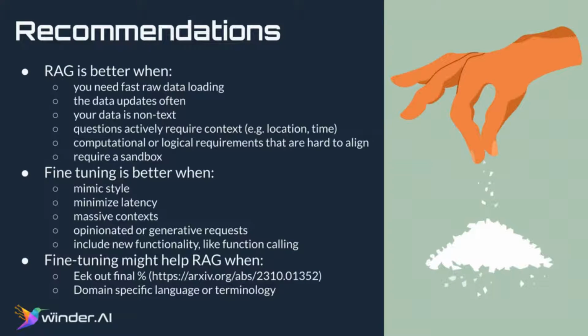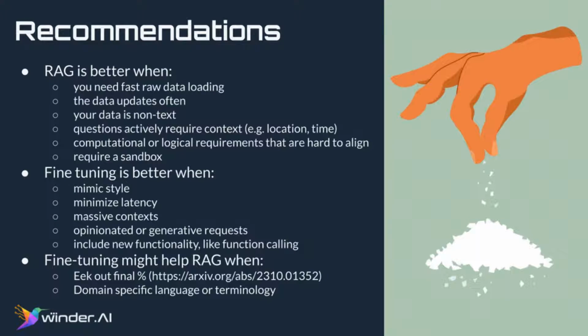But in general, here we go. These are the recommendations. RAG tends to be better when you need fast data loading. One of the big problems with LLMs at the moment is that the fine tuning takes a long time. If your data updates often as well, for a similar reason, it's quite hard to update an LLM. It's very easy to update a RAG solution. If your data is non-text, obvious issues there. If questions actively require context, so if you've got lots of queries that include a user's current location or a user's current time or something, that's going to be quite hard to fine tune for.